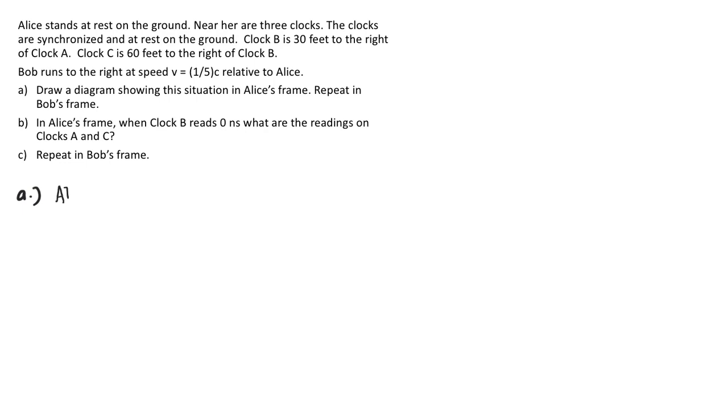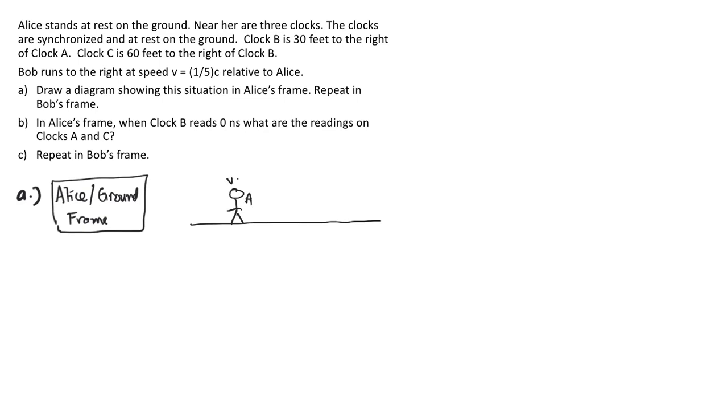In Alice's frame, which is also the ground frame, and when I draw my diagrams, I'm always going to label my frames and be really explicit about that. In Alice / the ground frame, we have the following. We have the ground, and we have Alice, and she's at rest. And then we have 3 clocks, A, B, and C. And remember, I'm going to use this diamond symbol for my clocks. And these are all at rest. So we have clocks A, B, and C.